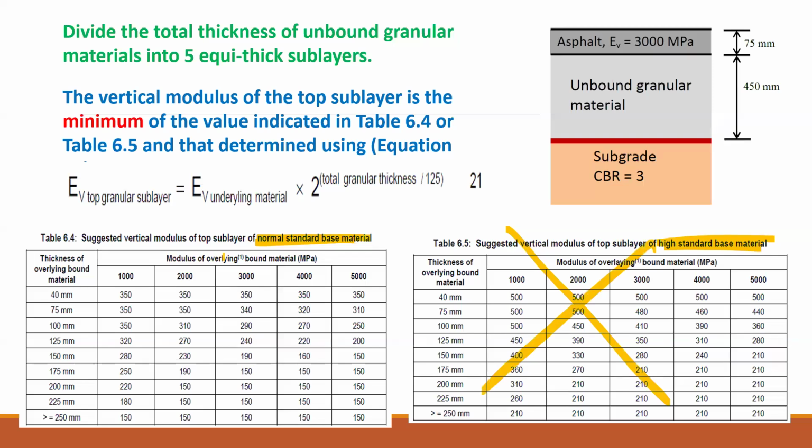The modulus of the overlying bonded material is 3,000, this one here. And the thickness of the overlying bound material is 75, this one. So from the table, we get 340. From the calculation, we got 364. Now we select the 340, the lower value, and we go with the 340.